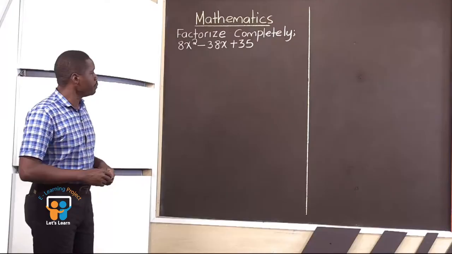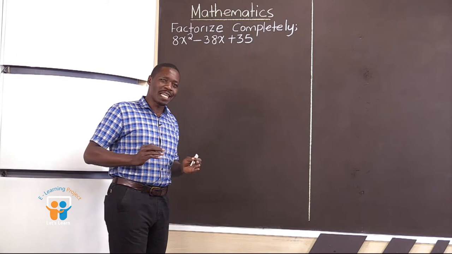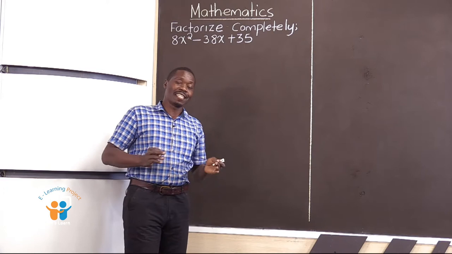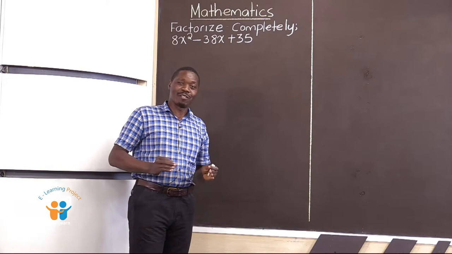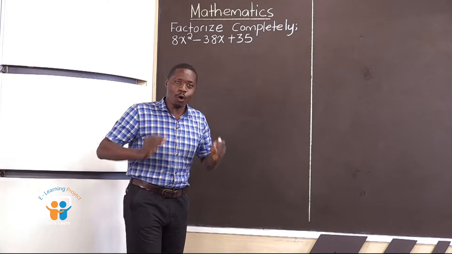So, the very first question, if we went direct to the board, says factorize completely. Now, one mistake some of you were making was you were putting an equal sign there. You were changing the setting of the question. This is an algebraic expression. It is not an equation. They have not said solve. They have just said factorize. And if you are to factorize, they want you to factorize completely.